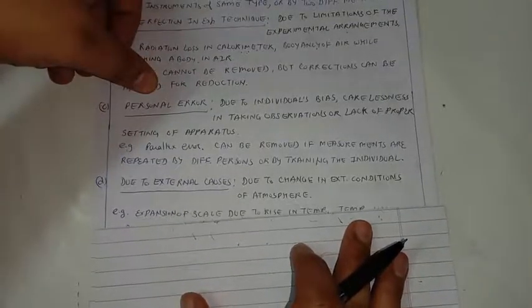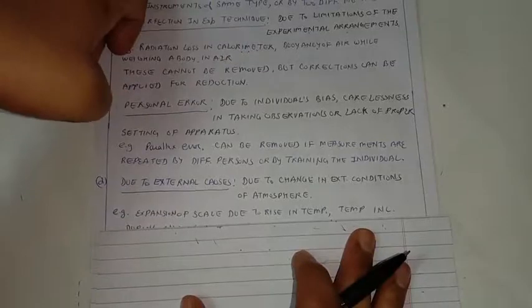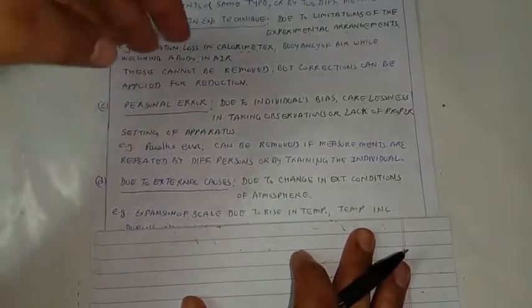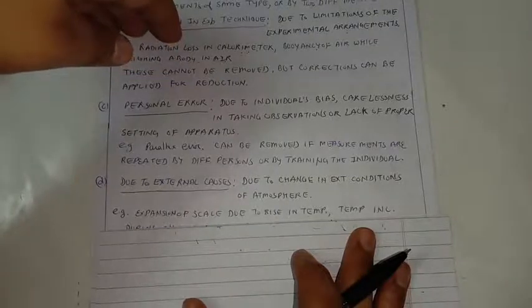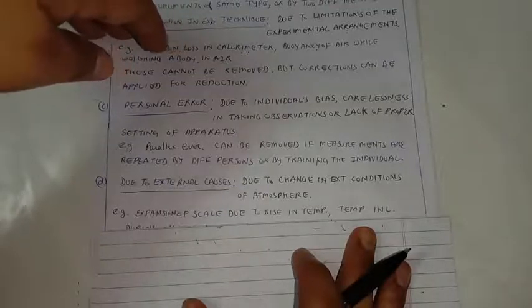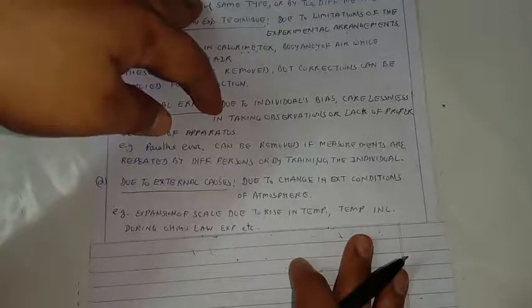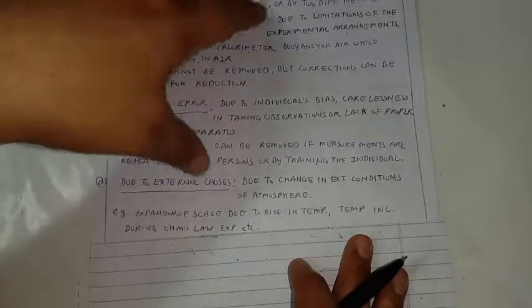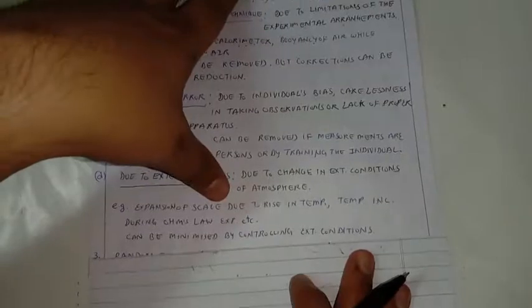Due to external causes, due to change in the conditions of the atmosphere, errors can arise in the measurement. For example, when we use scales to measure different dimensions, length, breadth or thickness, a change in the season can bring a change in the length of the scale. Expansion of the scale takes place during summertime, contraction takes place in wintertime, so there will be a difference in the length measured. Increase in temperature while performing Ohm's law experiment can again cause an error in the measurement. So these can be minimized by controlling the external conditions.